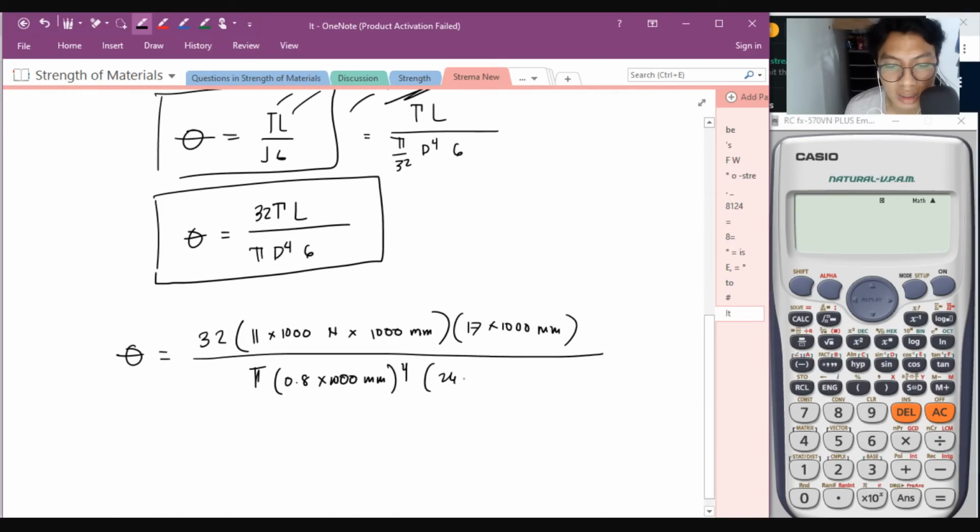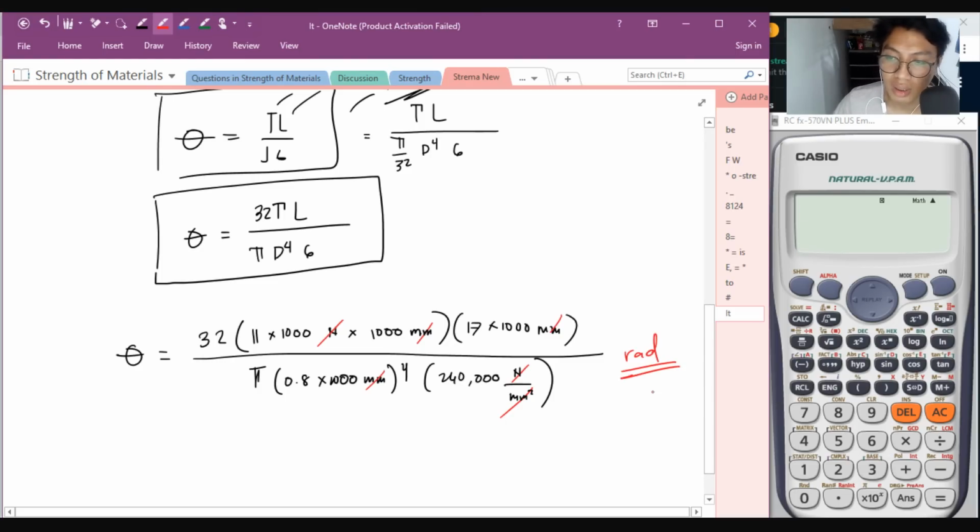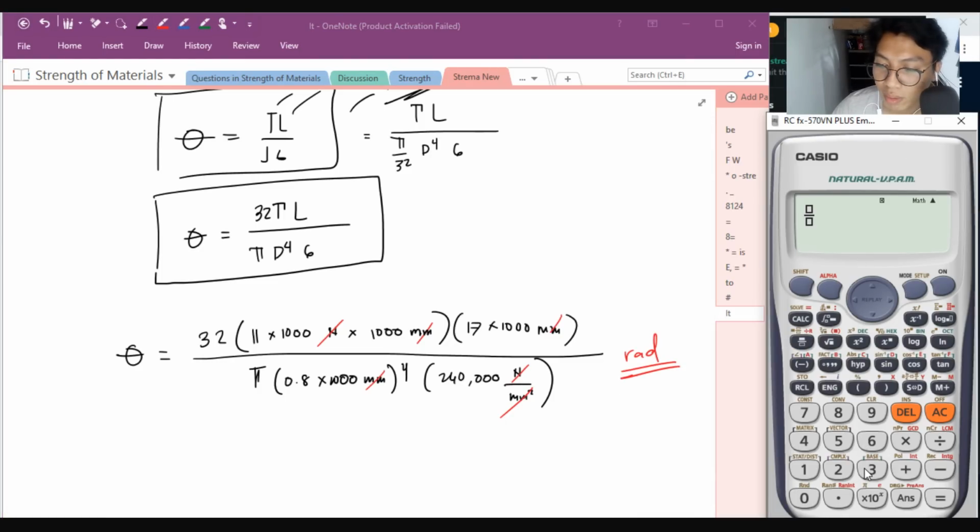26, that is 26,000 Newton per millimeter squared. So, lahat yan cancel. Newton, millimeter, millimeter to the fourth, millimeter squared Newton. Ang matitira is in radian na lang. So, the answer will be 32 times 1, 2, 3, tatlo yung 1,000. Tapos dalawang 1,000 dito sa baba, isang 1,000. Tatlong 1,000 o di 1,000 cube nasa taas times 11 times 17.